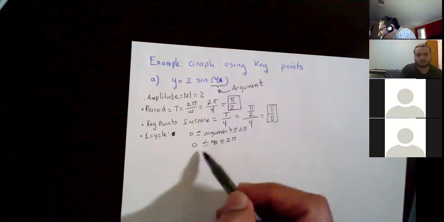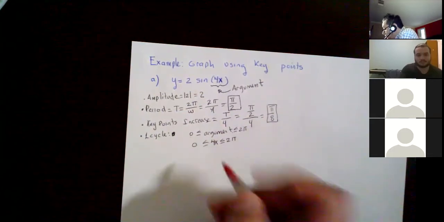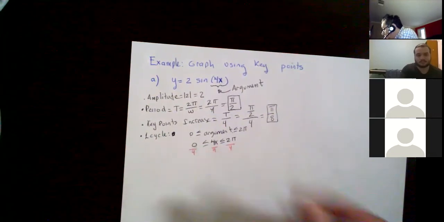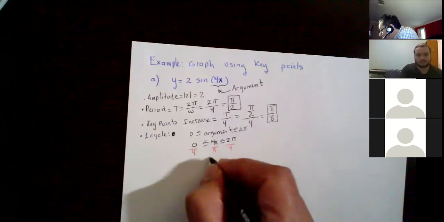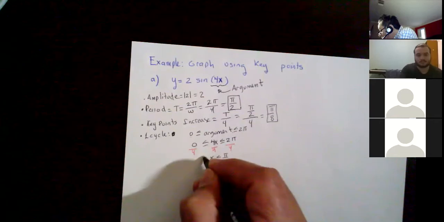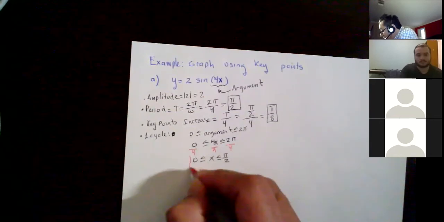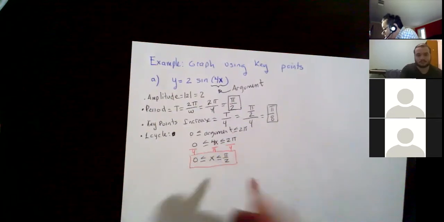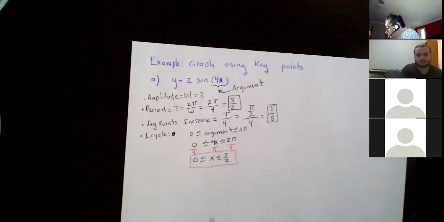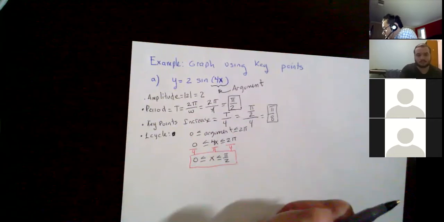So we're going to solve for x here. And if we solve for x, you guys, if we divide by 4, we divide by 4, and we divide by 4, x happens to be pi divided by 2 greater or equal than 0. So this is one cycle, you guys. The waveform that we're going to grab goes from 0 to pi over 2. That's one cycle. Now, let's find the key points.